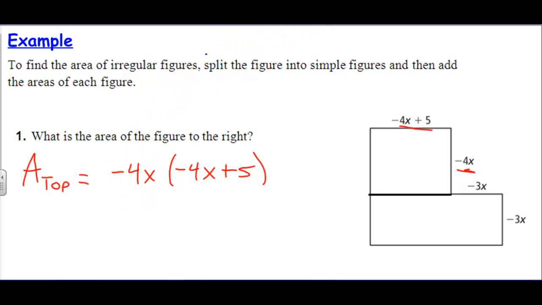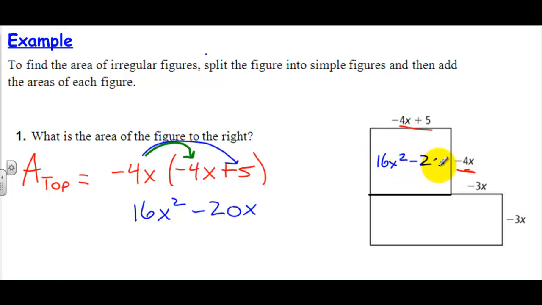We learned about the distributive property. Let's multiply negative 4 times negative 4. That gives me 16, and x times x gives me x squared. I can do the same thing and multiply this in: negative 4 times 5 is negative 20, and we also have to bring the x along with the negative 4, so we have negative 20x. So this expression, 16x squared minus 20x, which I'm going to write in the box, represents the area of just the top portion of this irregular shape.